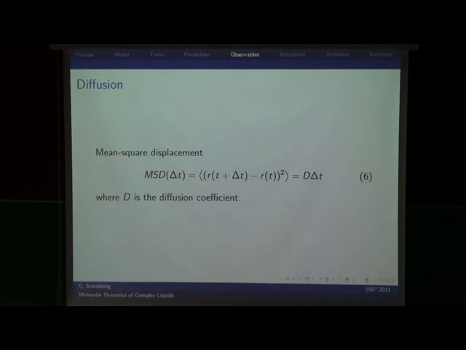Okay, I don't think I have much time, but yeah. One thing we can do is, since we have the coordinates of all particles, we can look at how far a particle has moved in a certain time delta t, we can look at this quantity squared, and we can average it over all particles. And this is called the mean square displacement. And it's easy to show that the mean square displacement is given by the diffusion constant times the time that we're waiting. So this allows us to measure diffusion constants in the simulation.